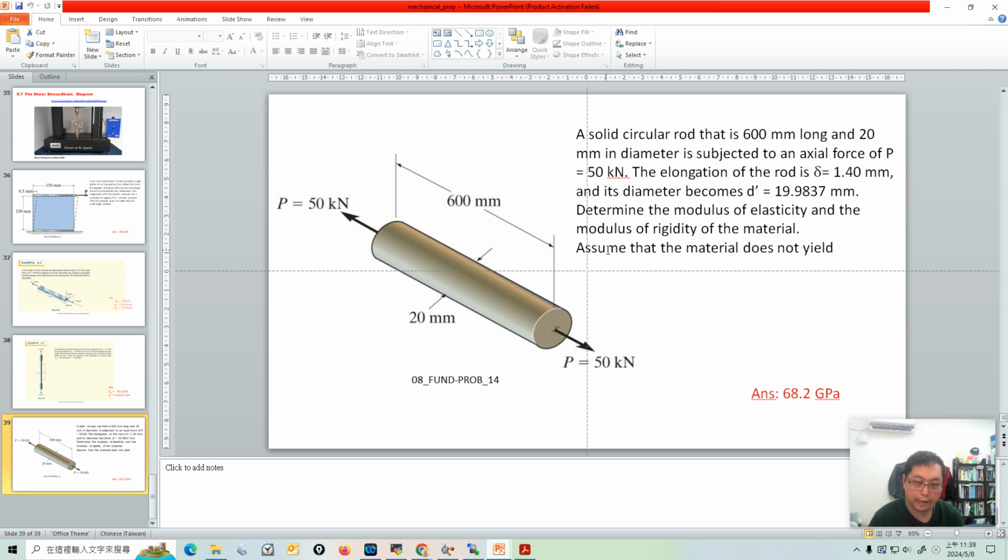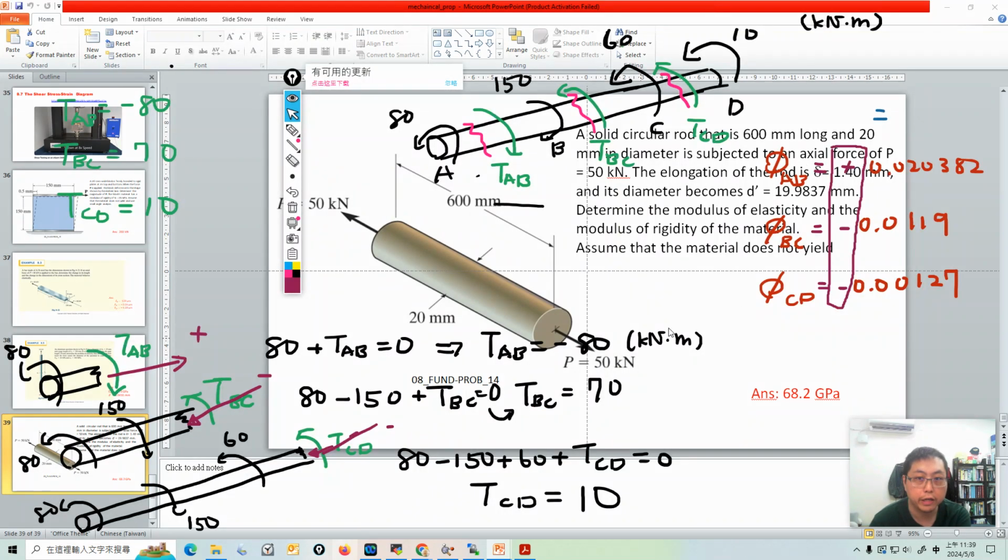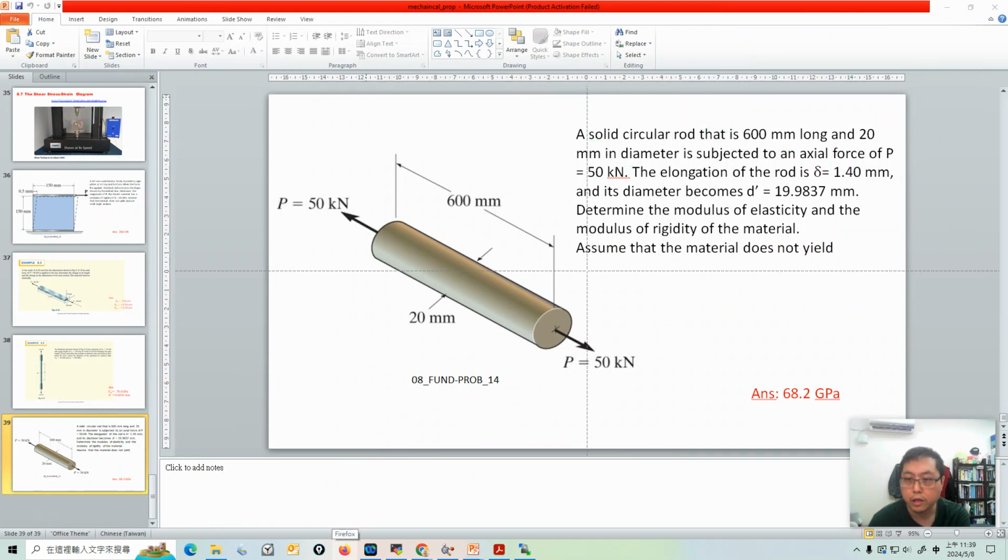So let's start. We want to determine E and G, the elastic modulus and the shear modulus. Let's do the math here.